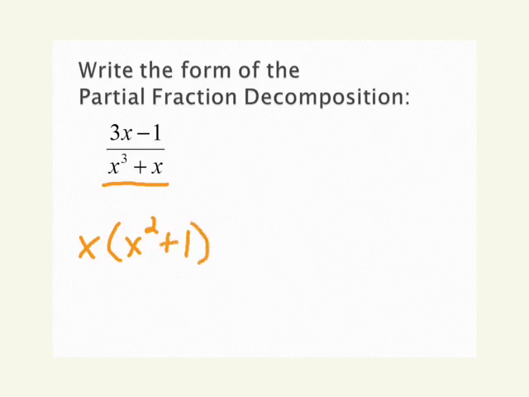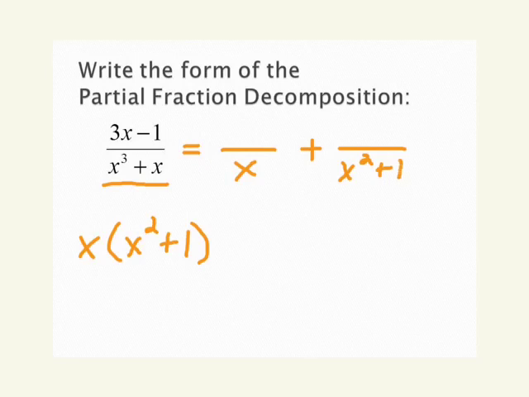Now I can't factor what's left in the parentheses any further. That binomial is reduced down as far as it can go. And so now we're ready to set up the form of the partial fraction decomposition. In this case, I only have two fractions that will make up this partial fraction decomposition. I have the x, and I have x squared plus 1.